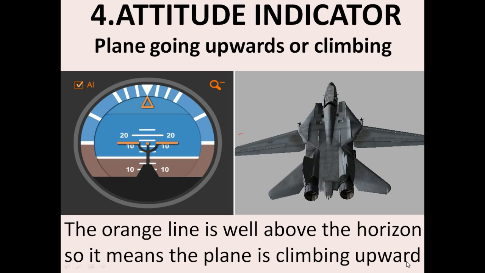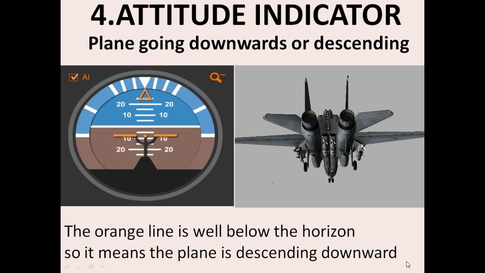This means that the plane is going upward. The fighter aircraft is going upward, because as you can see here, the orange line of the aircraft is much above the horizon line. It means that the plane is going upward. As you can see, the image of the plane when it is going upward is like this. Let's see other situations too.